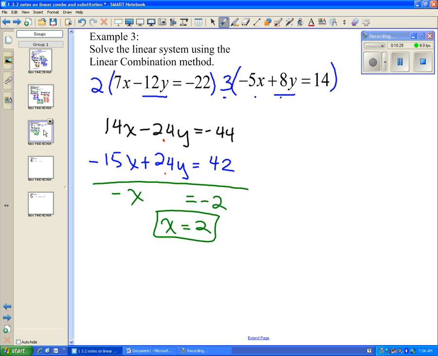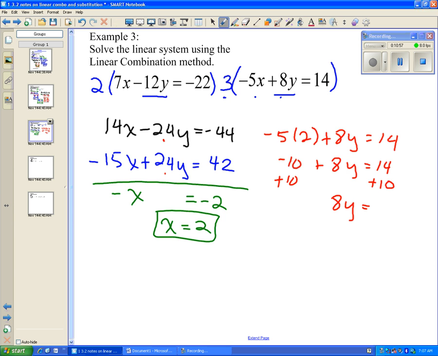Pick one of my two equations. Does it matter which one? No. I'm going to pick the second one. So negative 5, let's do a different color. Let's do red. So I have negative 5 times my 2 plus 8y is equal to 14. Negative 5 times 2 is negative 10 plus 8y is equal to 14. I add 10 to both sides. 8y is equal to 24. Divide by 8. And y is equal to 3. So I get the coordinate 2, 3.